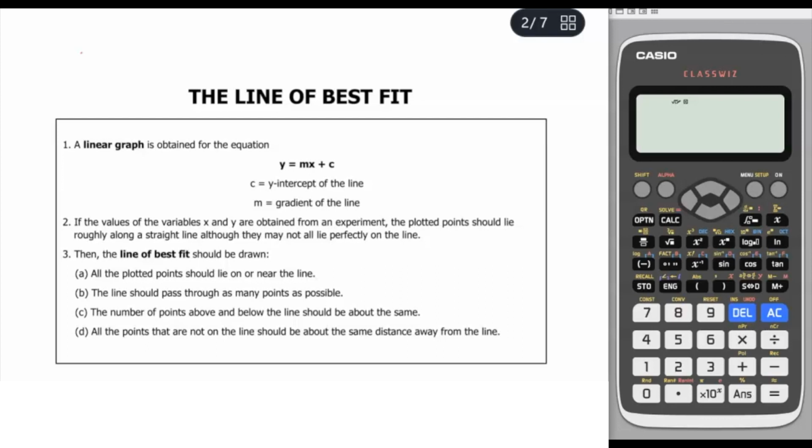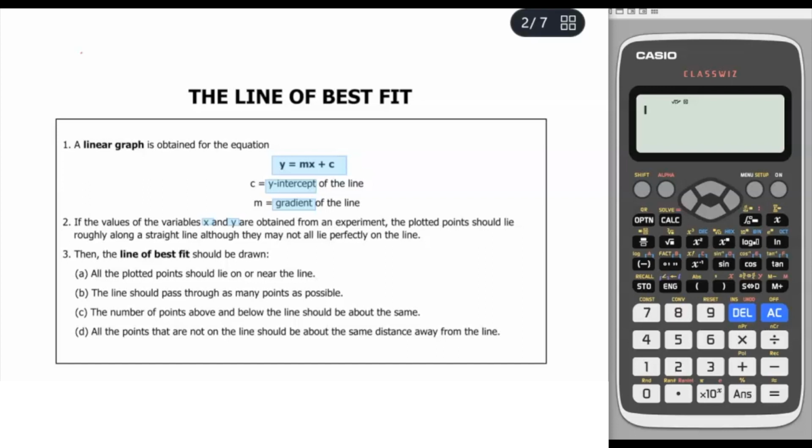Before we start doing the questions, we have to understand what is the line of best fit. A linear graph is obtained for the equation y equals mx plus c. So this equation is for a linear graph, which is a straight line. c represents the y-intercept of the line and m represents the gradient of the line. If the values of x and y are obtained from an experiment, the plotted points should lie roughly along the straight line, although they may not all lie perfectly on the line. Then the line of best fit should be drawn.